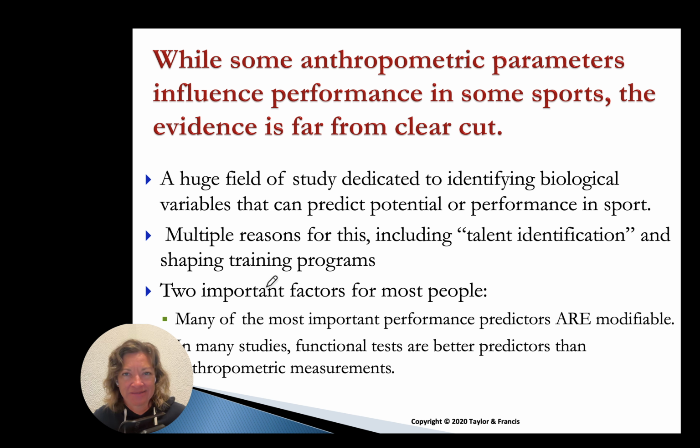Now, while some anthropometric parameters influence performance in some sports, the evidence for this is far from clear-cut. We cited these extreme examples. There's a huge field of study dedicated to identifying biological variables that can predict potential or performance in sport. And there's multiple reasons for this, including talent identification or scouting, and shaping training programs. And those processes have advantages and disadvantages for youth in sports, which we'll get into later in the course.